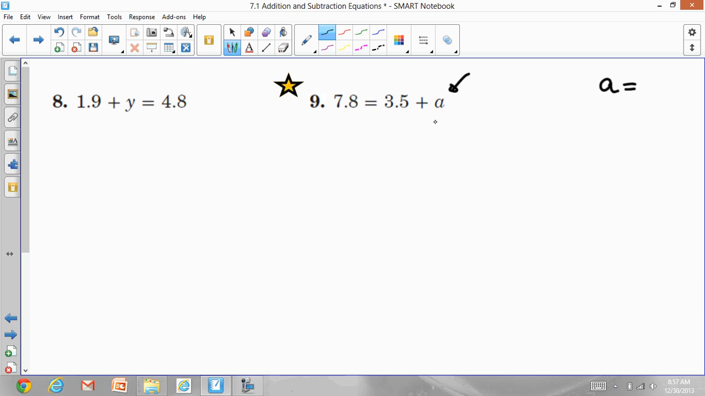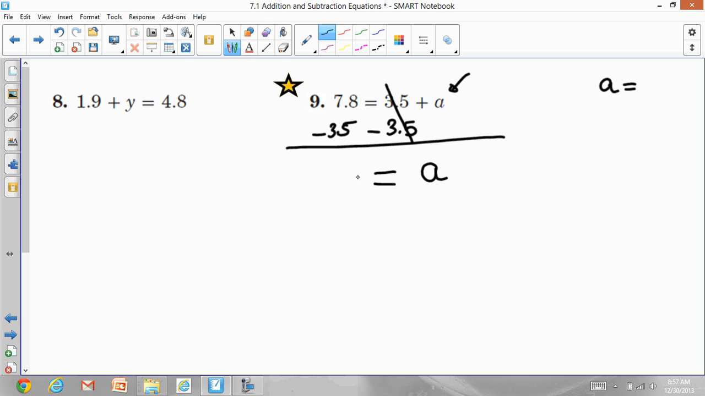The opposite of adding a 3.5 is subtract 3.5 on the right side and subtract 3.5 on the left side. Make sure that you put a line. The line separates the work that you did from the work that you're going to get now. So 3.5 minus 3.5 cancels because it gives you a 0. Instead of putting a 0, I'm just going to cancel that. So the only thing that is left on the right side is just the A. Bring down the equal sign, and 7.8 minus 3.5.